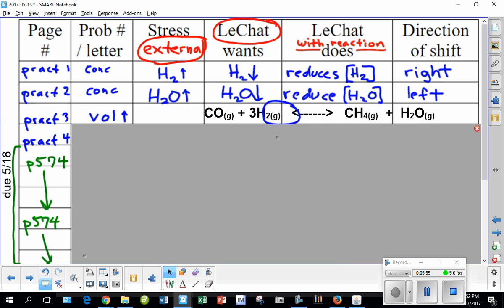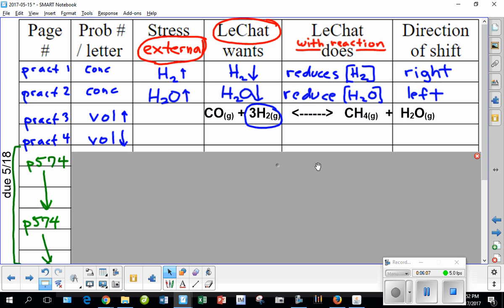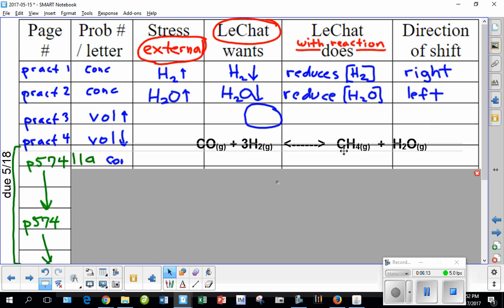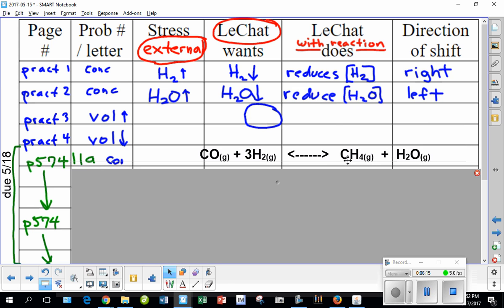On the other hand, when we were here, we had to shift to the right to reduce the hydrogen. How am I doing? Making sense? Okay. Let's go down and do the next one. To do those two, I'm going to move this down to here so we can still see it. And let's get rid of this little circle. And let's deal with volume.